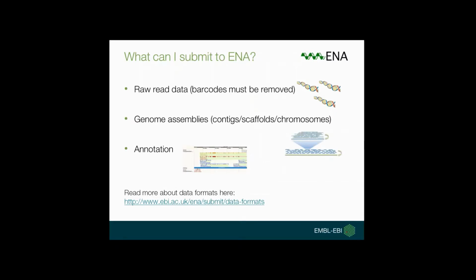So let's just take the example of ENA, the European Nucleotide Archive. What can you submit there? You can submit raw read data. You need to remove the barcodes, so these are artificial sequences which are added to the reads so that you can identify which is which when you pool them together in a multiplex sequencing reaction. You could submit assembled genomes, either partial, so contigs, or slightly larger scaffolds, or even full chromosomes and genomes. And you can submit annotated nucleotide sequences as well. And there's more information there.